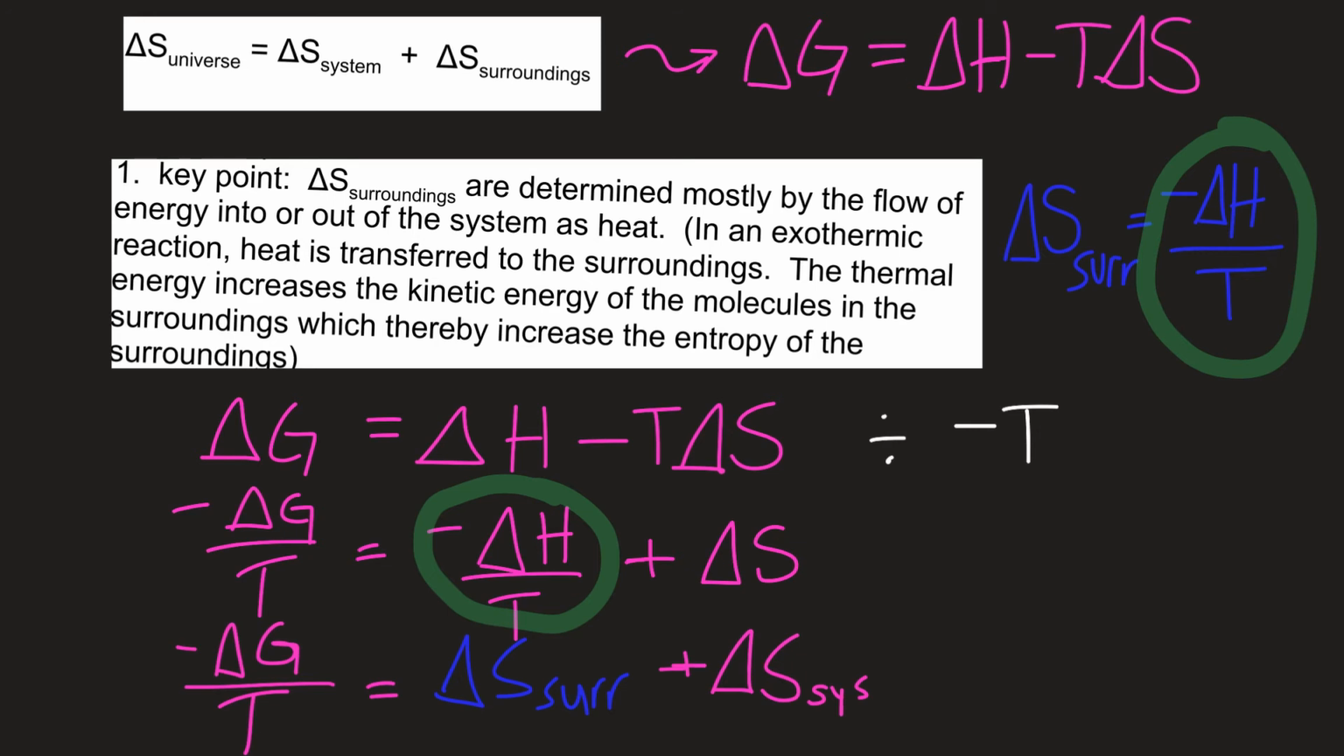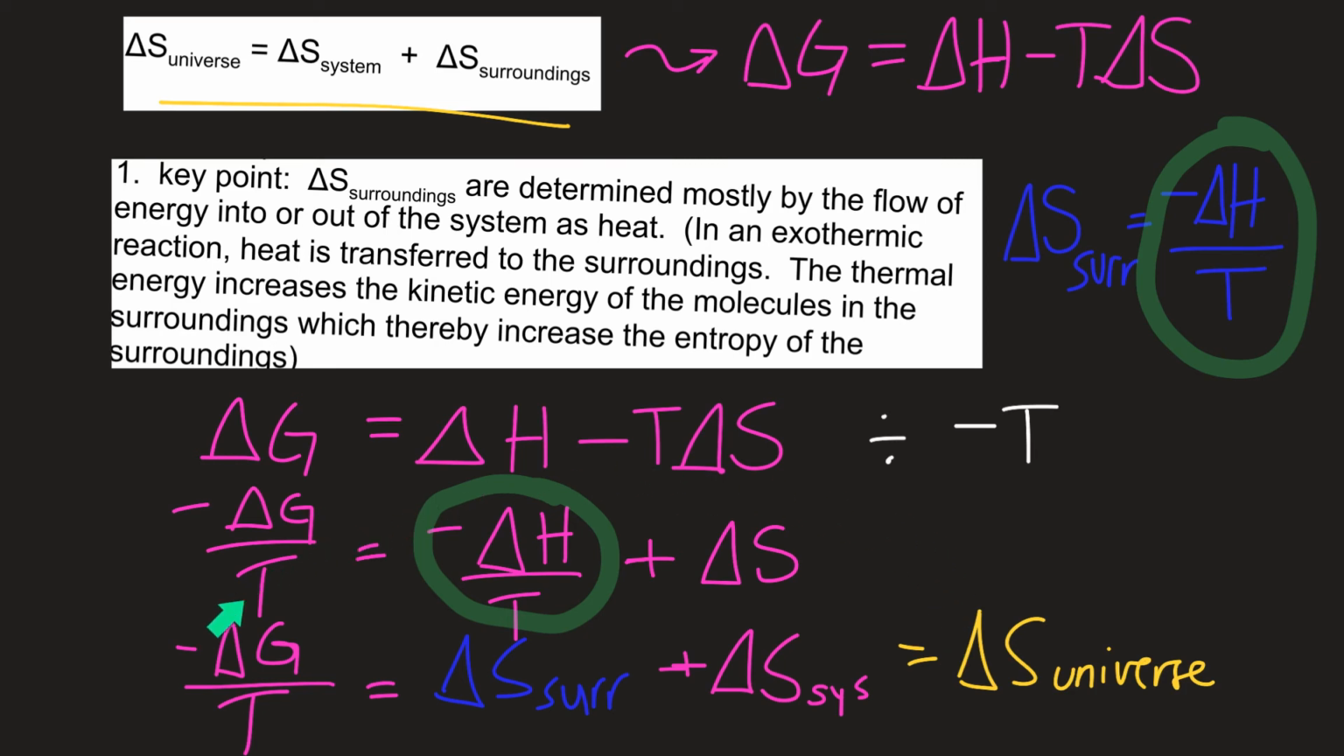And look what we have here. We have delta S of surroundings plus delta S of system. That equals what we know from up here, that equals the delta S of the universe. You already know from the second law of thermodynamics that the delta S of the universe is always increasing in a spontaneous process. So positive delta S of universe is what we're looking for, except that's really hard to calculate.